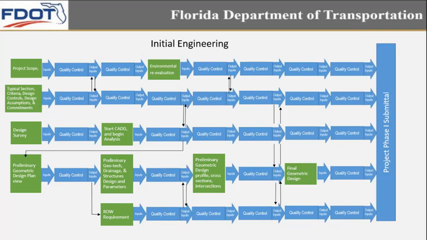And likewise, there's QC feedback coordination taking place with that design and right-of-way requirements, and you can see that going back up to your typical section, which goes back up to your environmental evaluation. You see how it's all coordinated, and there's a lot of back-and-forth. A lot of things are dependent on each other, predecessors and successors, to a very high level during your phase 1 submittal.